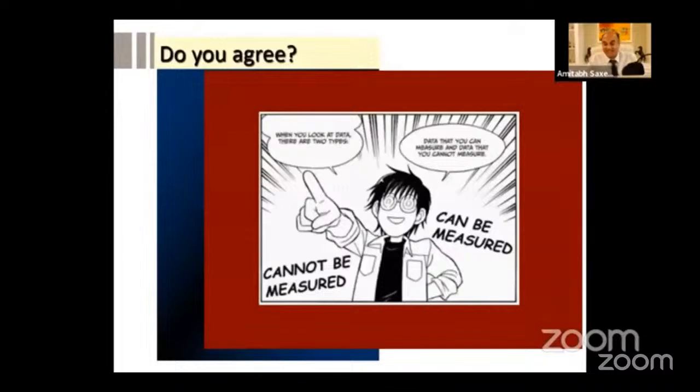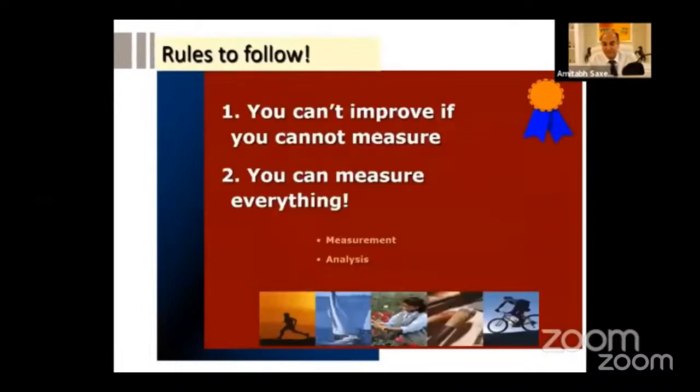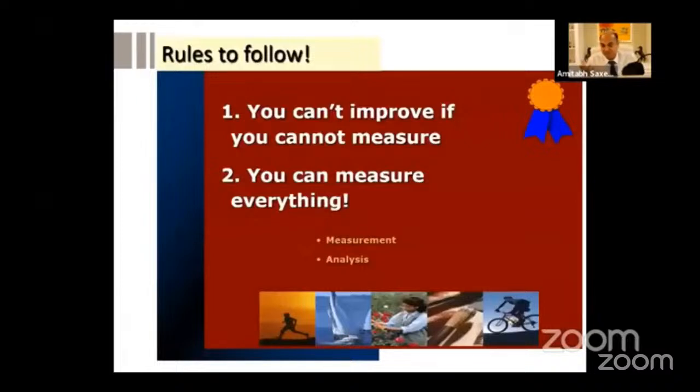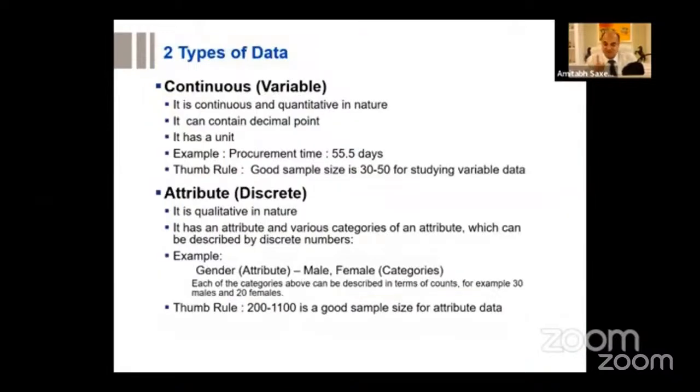So as I was telling, you can't improve if you cannot measure, and if you can measure, you can measure everything. So these are the three rules. The third rule was, if you think it cannot be measured, go back to number 2. Now, how can I measure everything? I can measure using two types of data: continuous data and attribute data. Continuous data is something which can be represented on a number line between -infinity to +infinity.